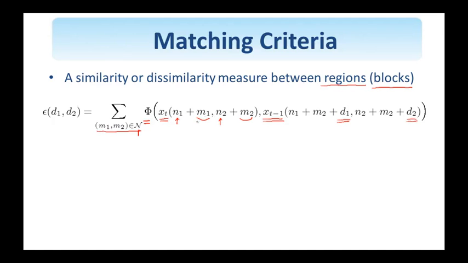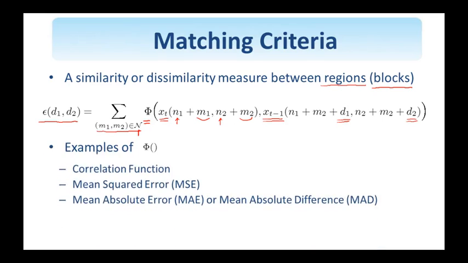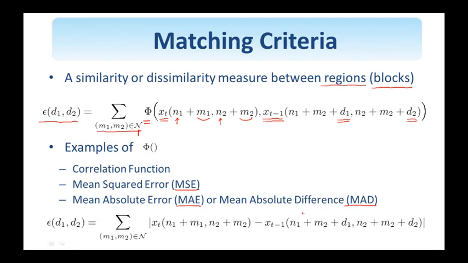So this function, again, will map the intensity values into an error, which is a function of the displacements d1, d2. What are some examples of this function phi? I can use a correlation function as a measure of similarity between blocks or regions, and again, in that case, I try to maximize the correlation. Or I can use an error function, such as the mean squared error, or the mean absolute error, or mean absolute difference. In the latter case, the function looks like this, right?